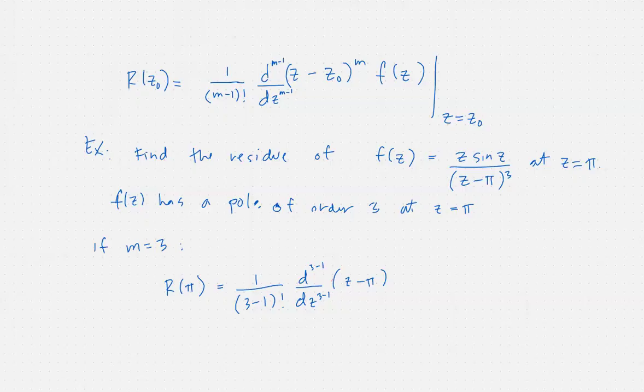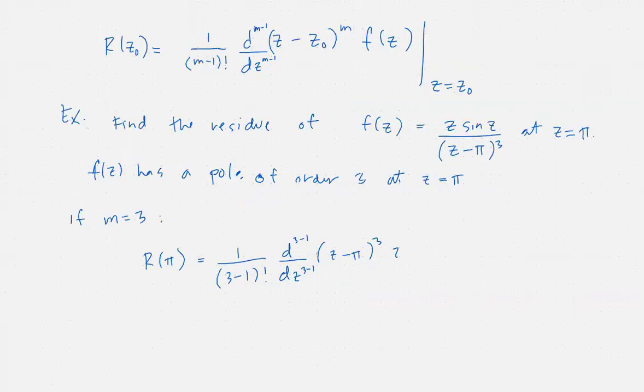(z − π)^m, that's going to be 3, then multiplied by f(z). So our f(z) is z sin z over (z − π)^3, and we evaluate that at z equals π.